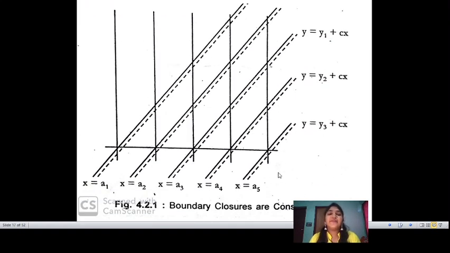And see this two-dimensional figure, this is x and y, and these are all the connected lines which define the dimensions of the predicates. X equals a1, a2, a3, a4, these are all the predicates. Y equals, this is the equality transformation, y equals y1 plus cx, and so on. So these are all consistent closure, which goes into the right path, there is no wrong path. So this is one of the properties to be satisfied for a nice domain.